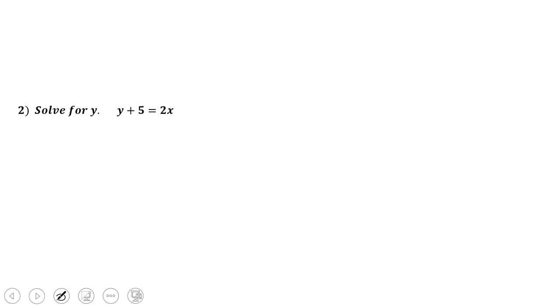Welcome to example number 2, solving for y. Again, and you're going to understand later in the semester why we solve for y. No pun intended there. There is an absolute reason for solving for y, and you're going to learn it in a couple of weeks. So, ladies and gentlemen, solving for y: y plus 5 is equal to 2x. So once again, we want to solve for y, so we want it to say y equals something. So what are we going to do?